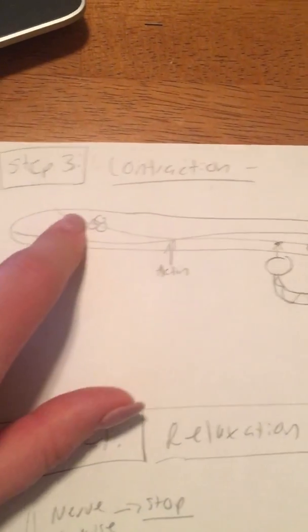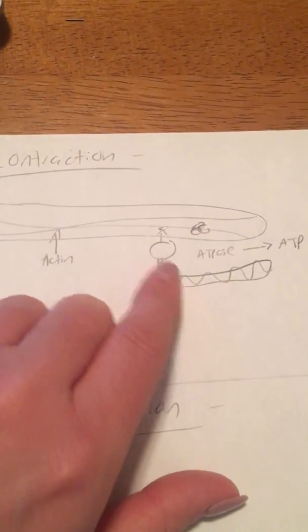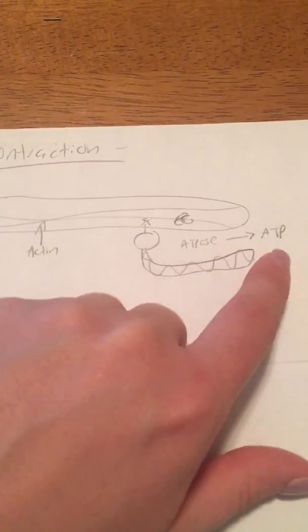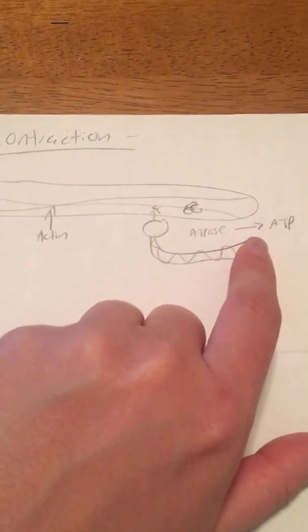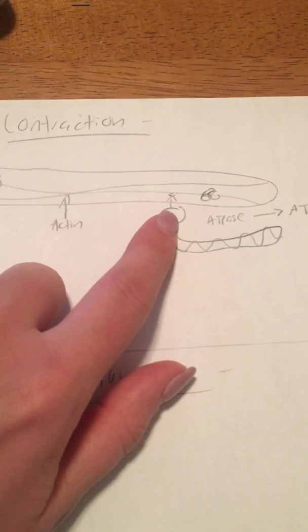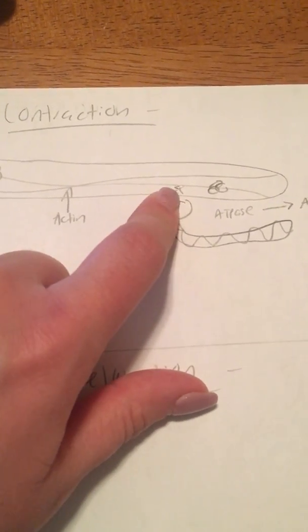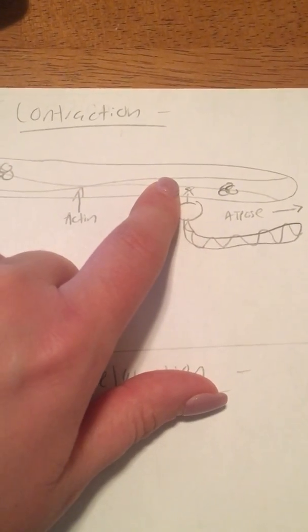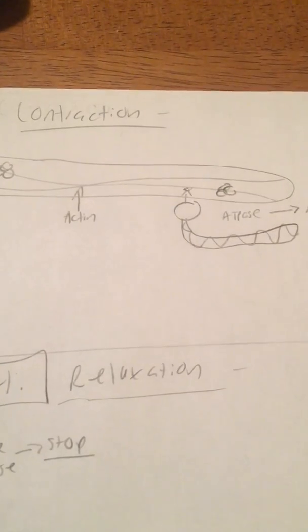So here we have the myosin head and the ATPase converting to the ATP, and that allowing the myosin head to come up to the binding site of the actin.